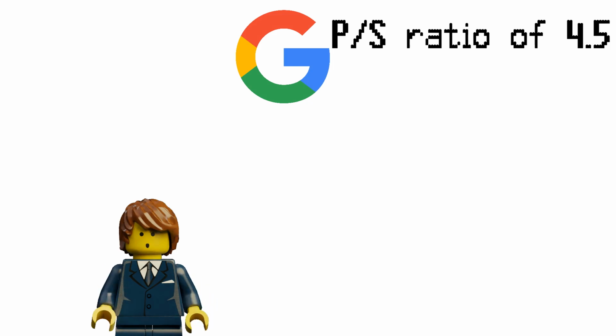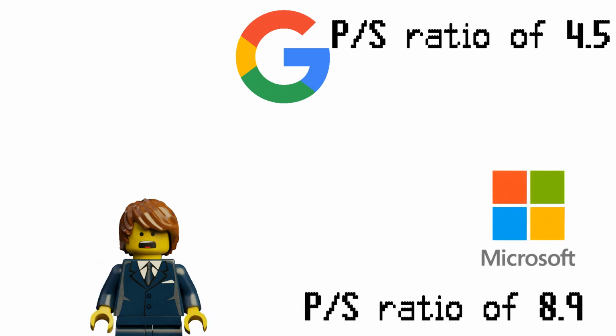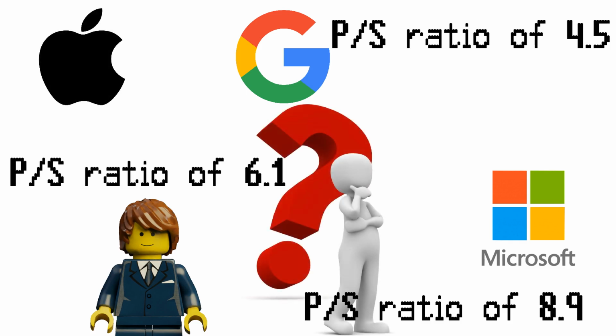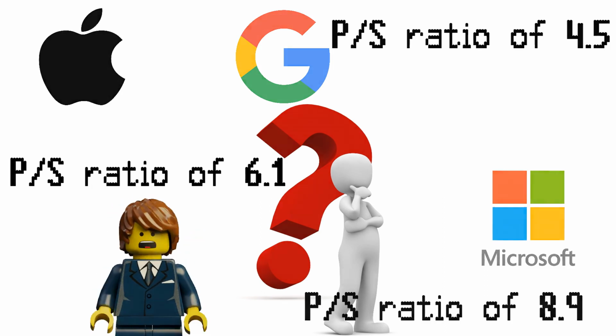In comparison, Google trades with a price to sales ratio of 4.5 and Microsoft at 8.9, suggesting that Apple and Google may potentially be undervalued or Microsoft might be overvalued. Most investors would jump on the stock with the lowest price to sales ratio.